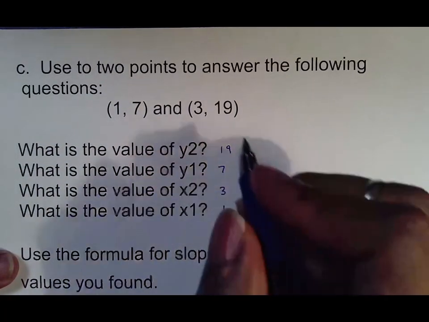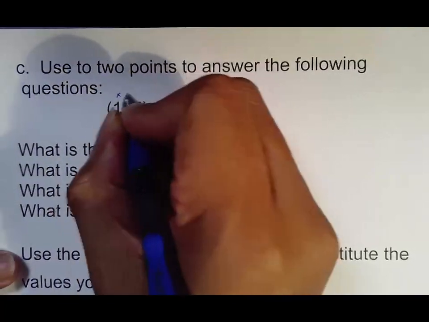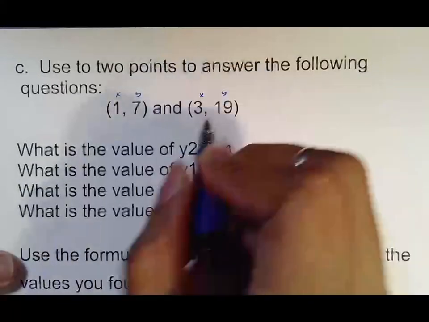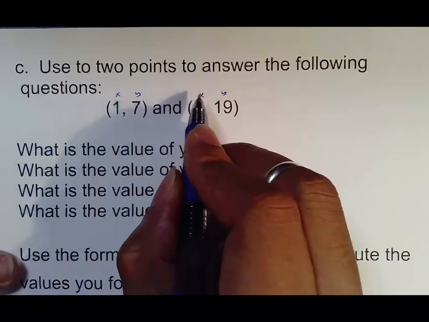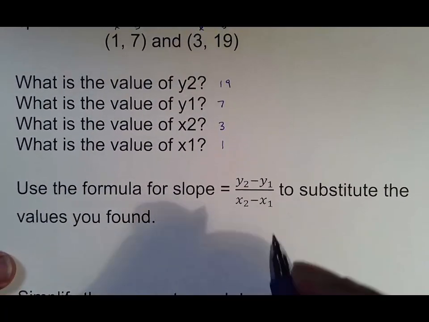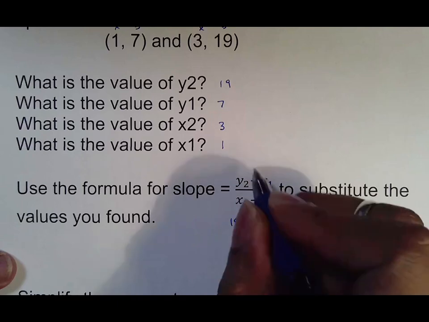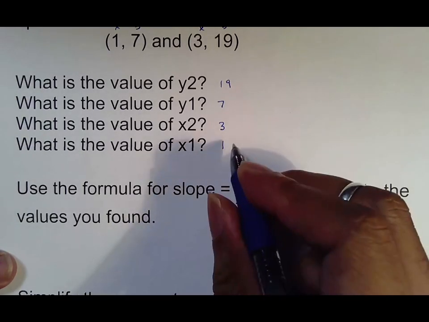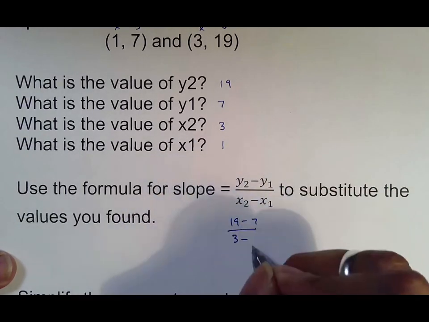Again, you've got to make sure you know that. Second x, second y. So if it's xy, xy, you need to make sure that's your second y, that's your first y. Second x, first x is how you get that. And then we plug that in. So y2 is 19 minus y1, which is 7, over x2, which is 3, minus x1, which is 1.